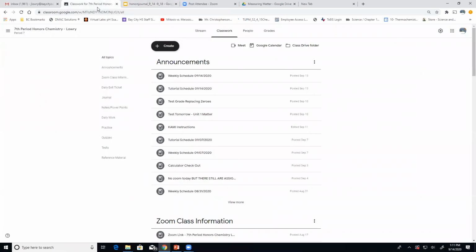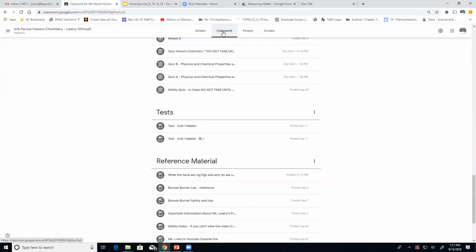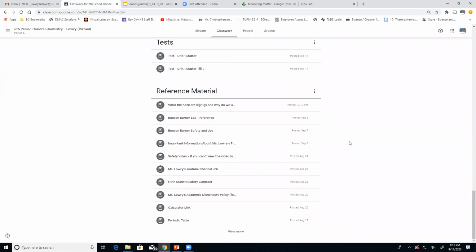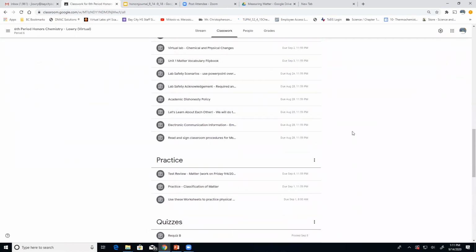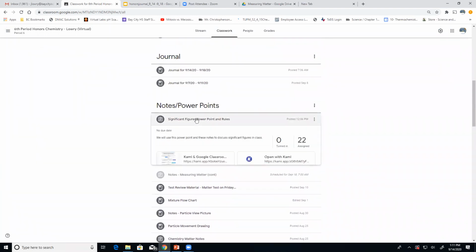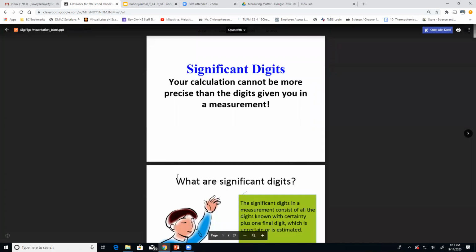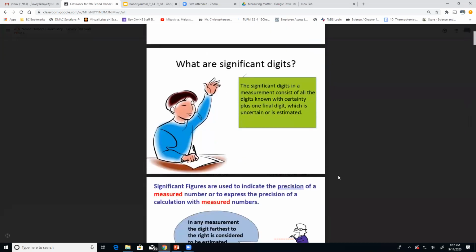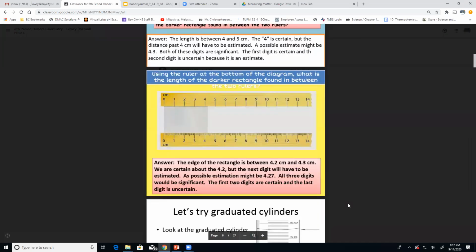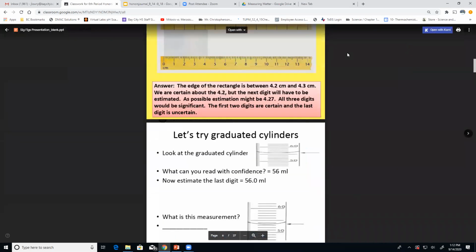All right, so if you will look into your Google Classroom, we're going to be talking about significant figures. So under notes and PowerPoints, if you'll open that up, and we're going to do the PowerPoint presentation. And when I ran it off for the people that were here, it was missing a few. I'm hoping that it's all here. All right.